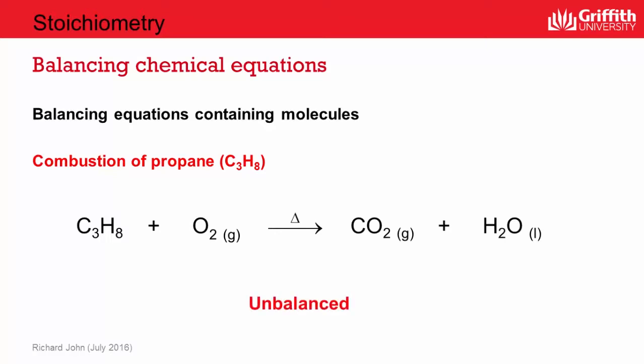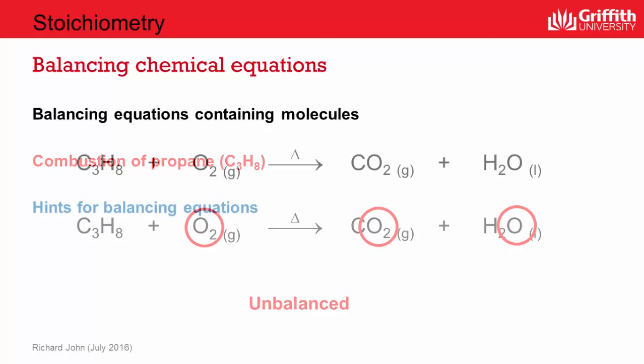And at the moment, this equation is unbalanced, and we need to balance the equation by finding the appropriate stoichiometric coefficients at the front of each of these substances. It's unbalanced because we've got 3 carbon atoms on the left-hand side here, we've got 1 carbon atom on the right-hand side. We've got 8 hydrogen atoms on the left-hand side here and only 2 hydrogen atoms on the right-hand side. And at the moment, we've got 2 oxygen atoms on the left-hand side and a total of 3 oxygen atoms on the right-hand side there.